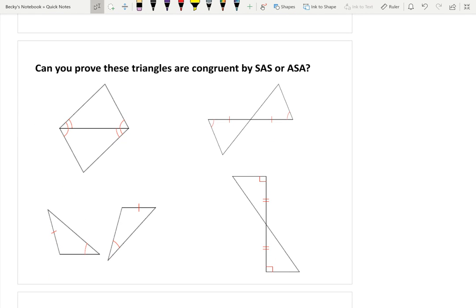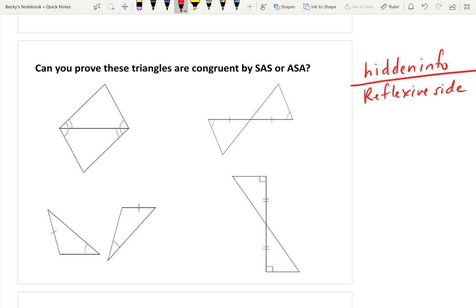Okay, now sometimes our figures have what I call hidden information. When I say hidden information, we're looking for a reflexive side. What that means is that there's a side that both triangles share. And so that segment doesn't change size from when it's part of the first triangle to when it's part of the second triangle. We'll talk about that more in a minute. And we also have vertical angles. These things are never marked. It's something that you have to mark on your own. And so you have to see it.